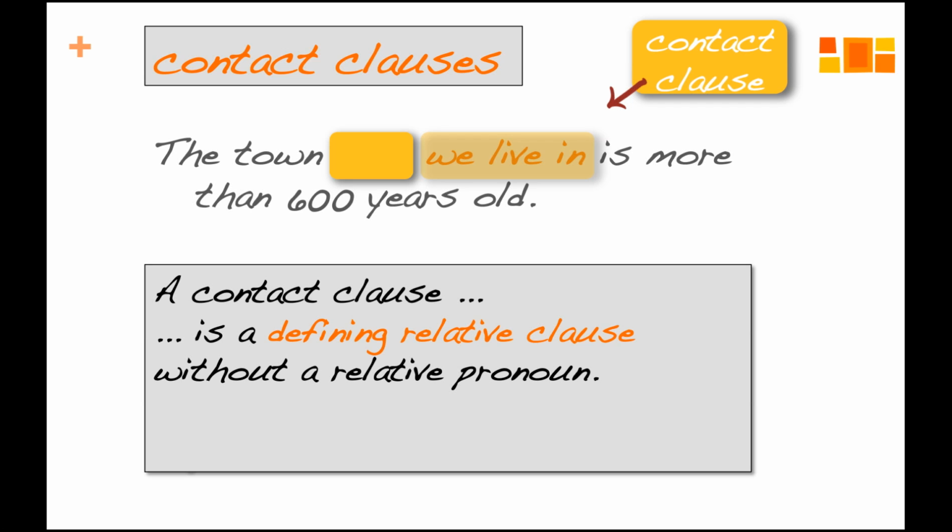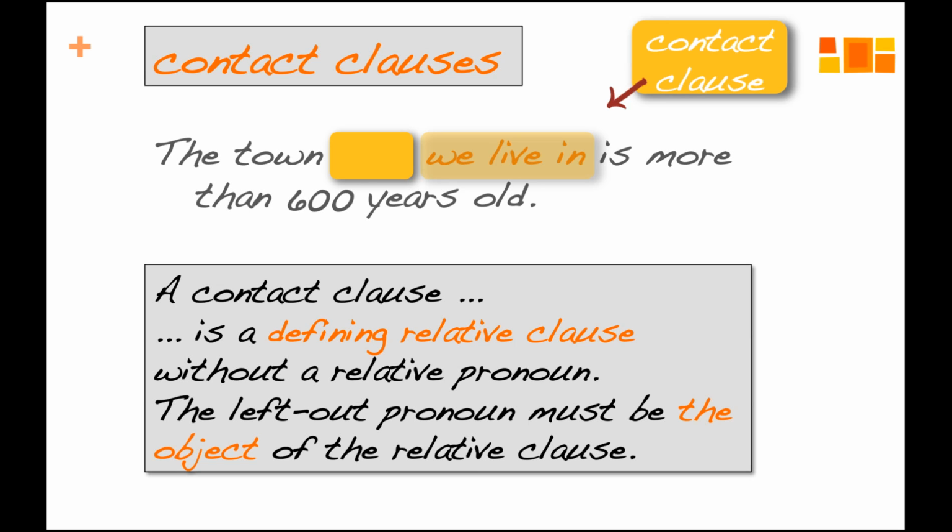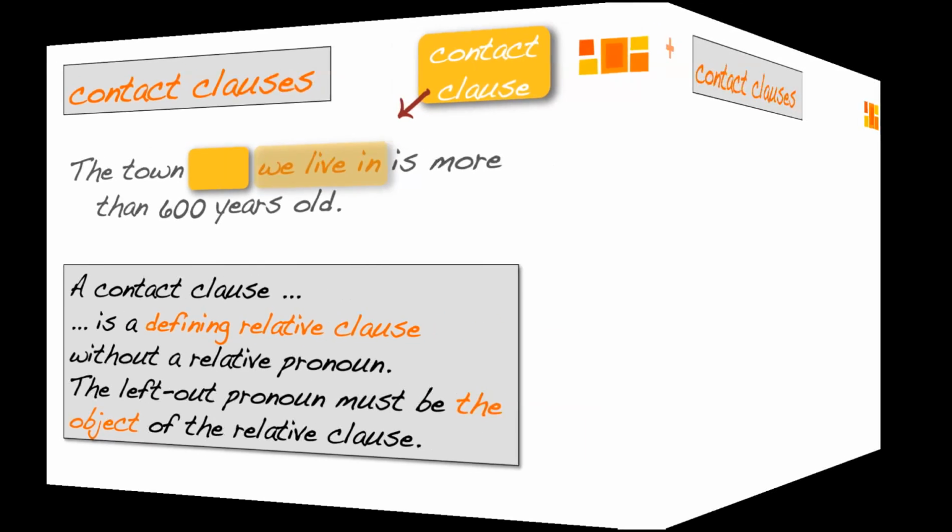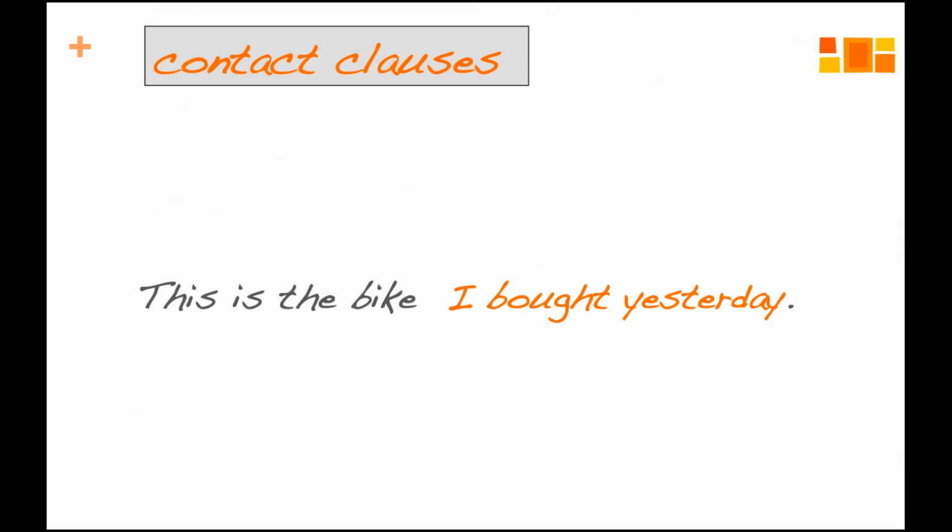A contact clause is a defining relative clause without a relative pronoun. It must be a defining one. You cannot make a contact clause out of a non-defining relative clause. It's got to be without the relative pronoun, and the left out pronoun must be the object of the relative clause. That's important. Let me show you.